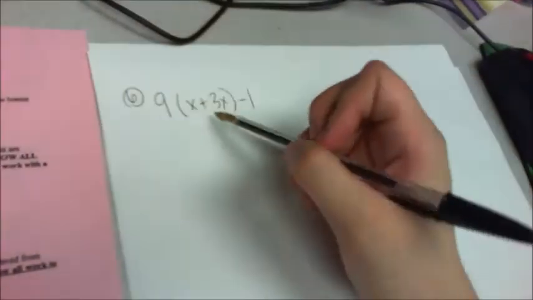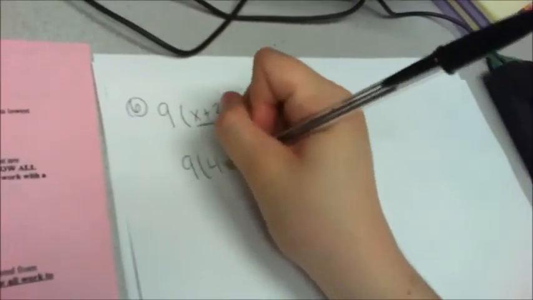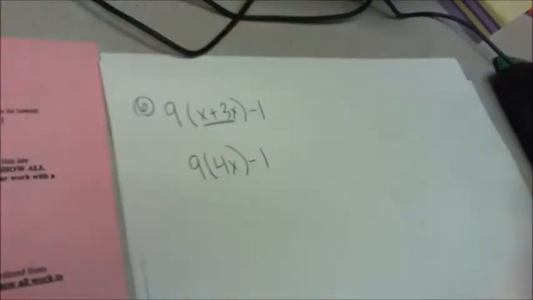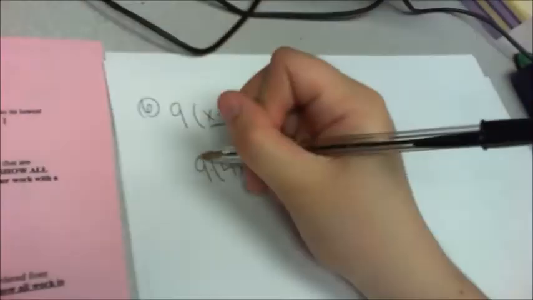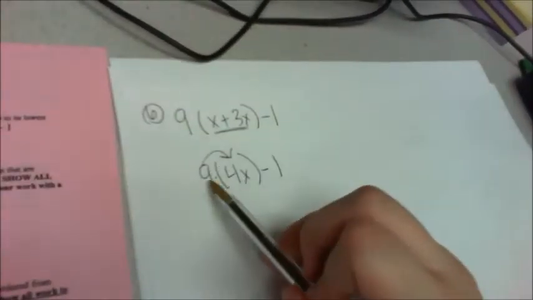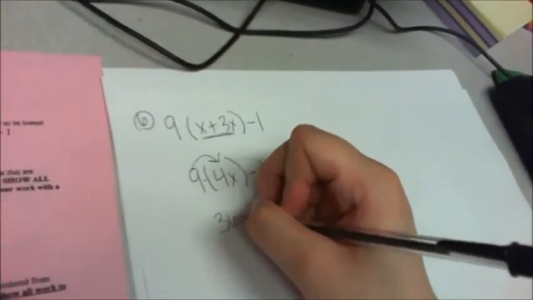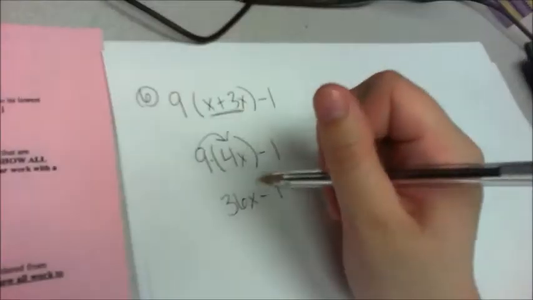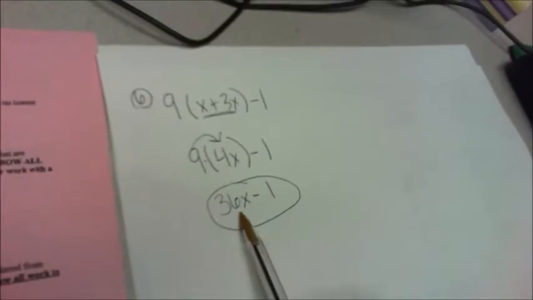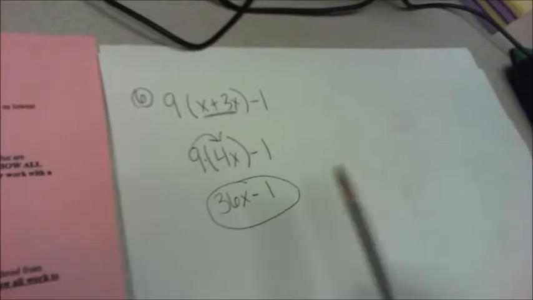Well, I'm going to simplify what's inside my parentheses first, because I know I can add x to 3x. X plus 3x is 4x. Bring the rest down. Now I know when I have a number on the outside of parentheses, that means I need to multiply and distribute it. So 9 times 4 is 36. Your x stays attached. Bring down your minus 1. And that's as low as we can go, because we cannot combine 36x with this 1, because this has a variable attached to it while this does not.